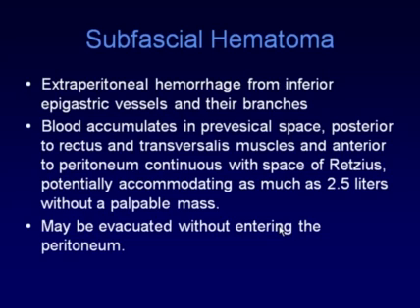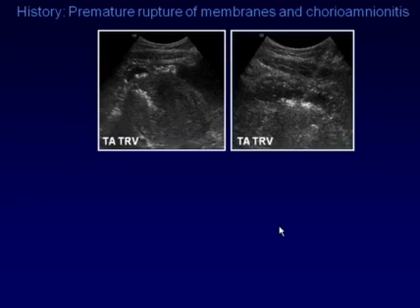Subfascial hematomas are an extraperitoneal form of the hematoma. They're typically related to bleeding from the epigastric vessels and their branches, and a fair amount of blood can accumulate in the prevesical space, in the rectus muscle, posterior to it, and all of these areas, often several liters, and they may not really be clinically apparent because of the big uterus and the patient's body habitus. These can be evacuated without entering the peritoneal cavity.